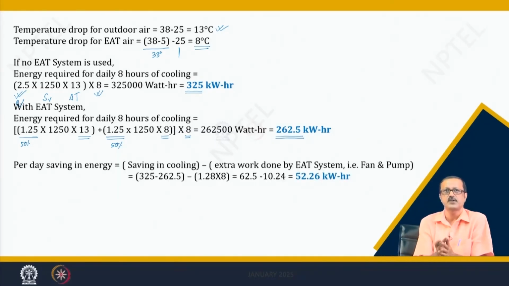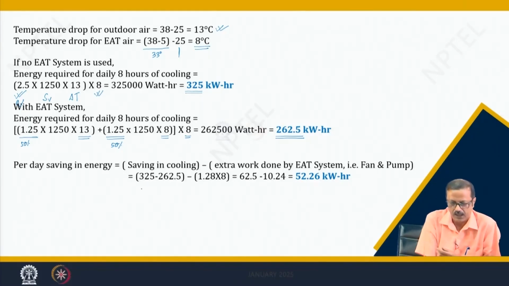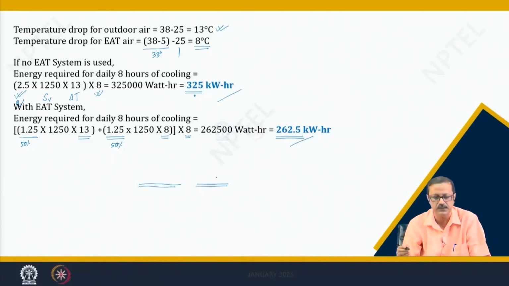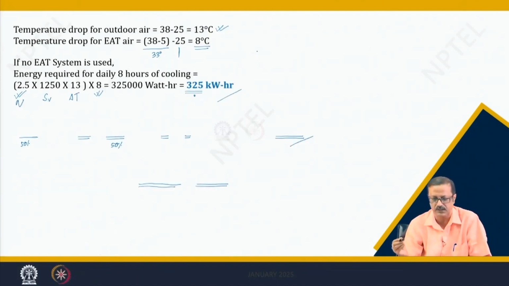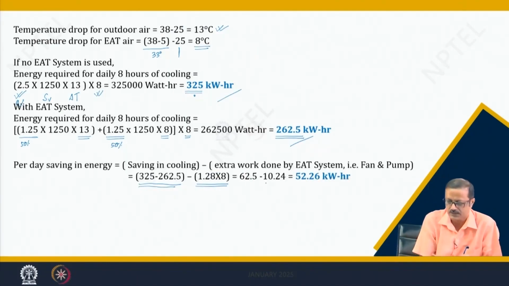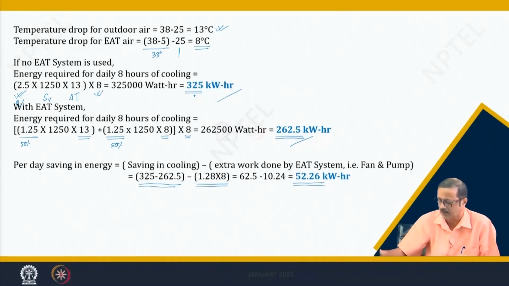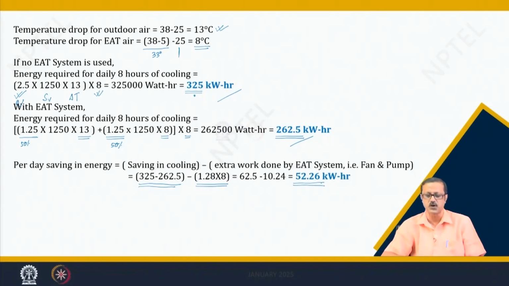So what is the total benefit for this 8 hours of operation? I deduct 325 minus 262.5, and I also deduct 1.28 into 8, because this is nothing but your work done. That also has to be taken into account. So finally, your total benefit out of this system is 52.26 kilowatt hour, which is very good.